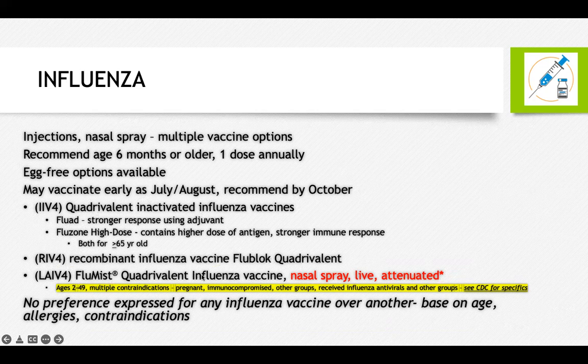You have the quadrivalent inactivated influenza vaccines, and then you have the recombinant influenza vaccine, or you have the FluMist, which is a nasal spray, which is live. There's multiple contraindications for this particular FluMist. You don't want to give it to somebody who's pregnant, immunocompromised, or receiving antivirals, because keep in mind, again, it is a live vaccine.